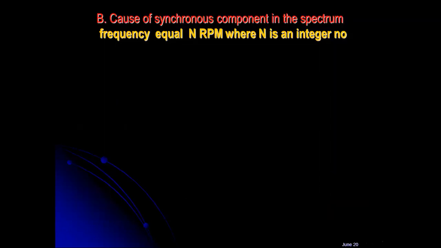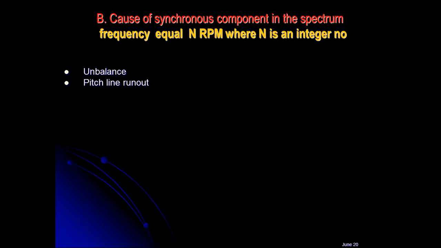Number 2, the causes of the vibration at synchronous component in the spectrum. What does it mean? It means the frequency equals n RPM, where n is an integer number. It means 1 RPM, 2 RPM, 3 RPM, and 4 RPM, and so on. What is the problem? Unbalance.